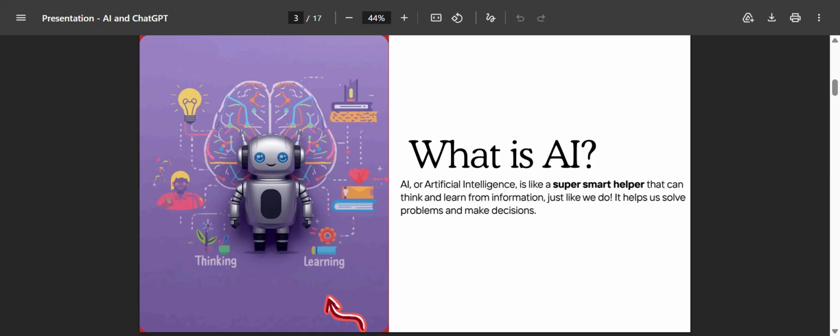So AI, or artificial intelligence, is like a super smart helper that can think and learn from information just like we do. It helps us solve problems and make decisions. AI tools are those machines, those voice assistants that make work easier for us. It assists us in things that are complex and reduces the time spent on a particular project. So AI makes your work more effective.